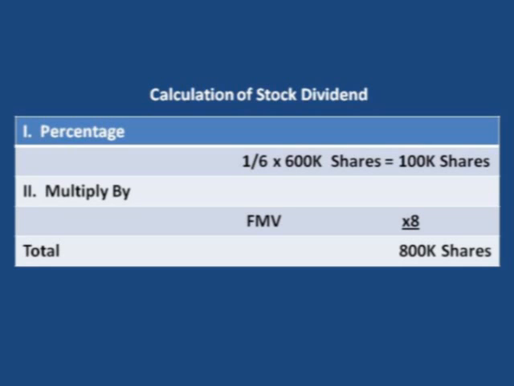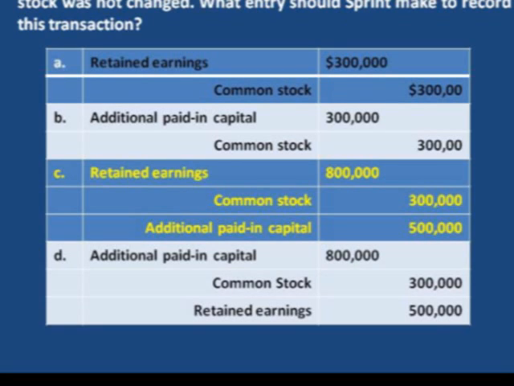So you'll see the approach. We'll do a large one for you in just a second. So the answer has to be 800,000. You have to debit retained earnings 800,000. Credit common stock for 100,000 shares times par. 100,000 shares times par is 300,000. And the difference goes into additional paid-in capital. So small stock dividend: percentage times shares, 100,000 shares, times fair market value, total dividend 800,000. The amount that goes into common stock is par. Par is $3. 100,000 shares times $3, 300,000.